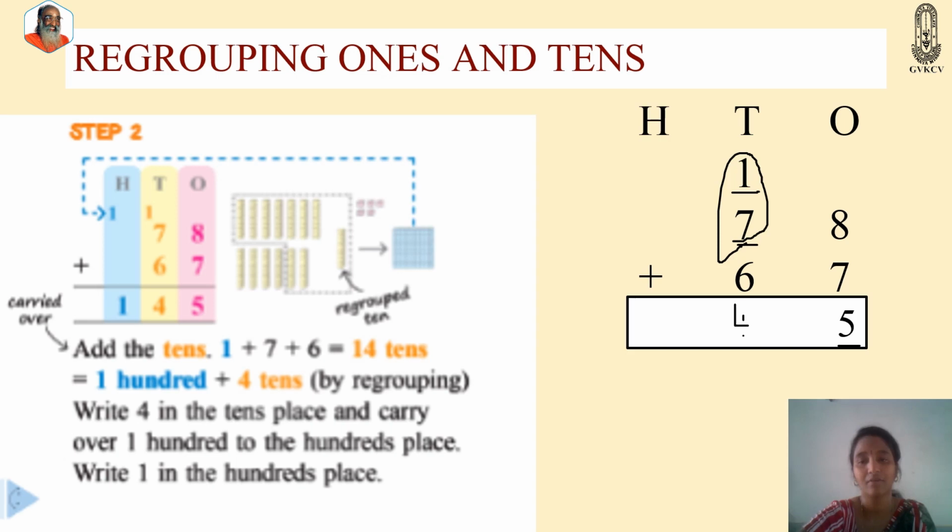Now what I'll do: under tens I'll write 4, and under hundreds I will write 1. So what is our answer? 145. So this is called regrouping of ones and tens. In regrouping of ones, the carried over number will be carried over to tens. If we regroup tens, the carried over number will be carried to hundreds. Okay.